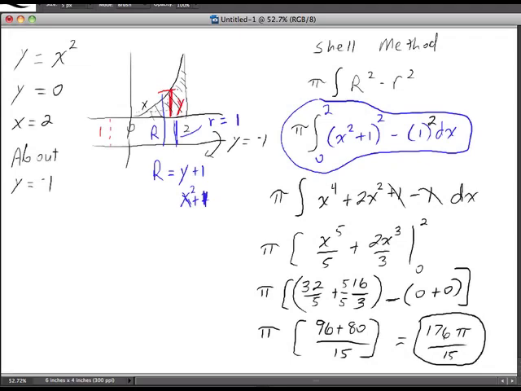Now this is an example of the shell method. Again, you use the shell method when your sample rectangle does not touch the axis of revolution. I hope this helps. Good luck.